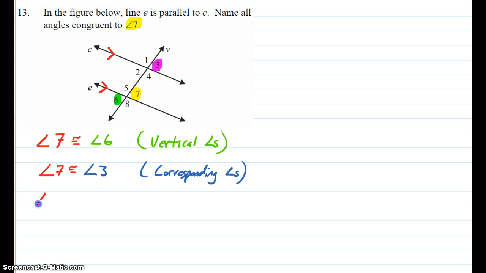Now let's take a look at angle 7 again. And this is going to be congruent to, so notice 7's on the inside of the lines. So that means we're going to have a pair of alternate interior angles. So angle 7 and angle 2, because of alternate interior angles. So I have 7 and 6, I have 7 and 3, I have 7 and 2. So I have three angles that are congruent to angle 7.